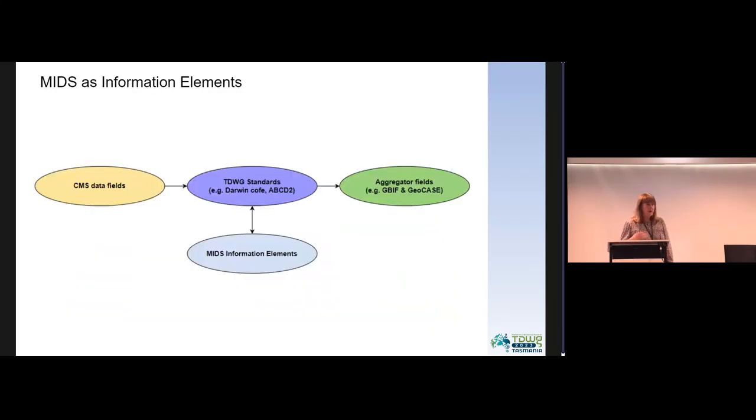So in common digitization processes, the data are captured in management systems, and they're then mapped to the aggregators such as GBIF or GeoCASe using the TDWG standards such as Darwin Core or ABCD.